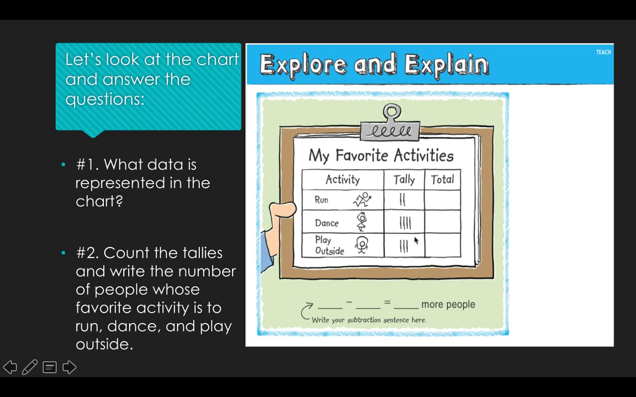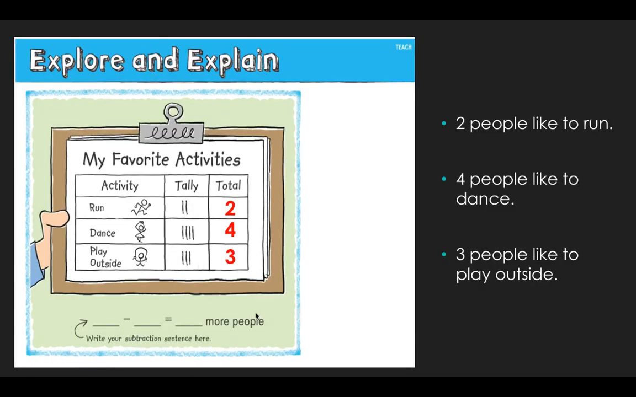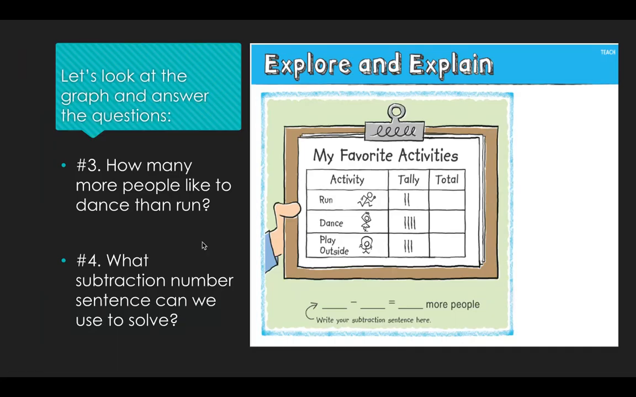Now count with me to figure out how many people like to play outside. I see 1, 2, 3 tallies. Now you can fill in the chart to show the total number of people that like to run, the total number of people that like to dance, and the total number of people that like to play outside. And answer the questions: how many more people like to dance than run? And what subtraction number sentence can we use to solve this?